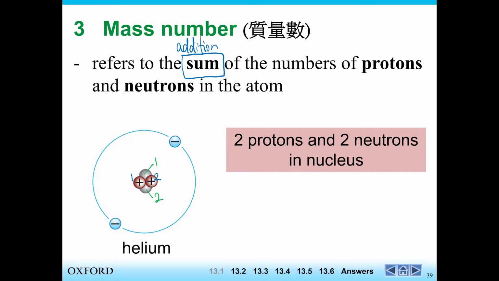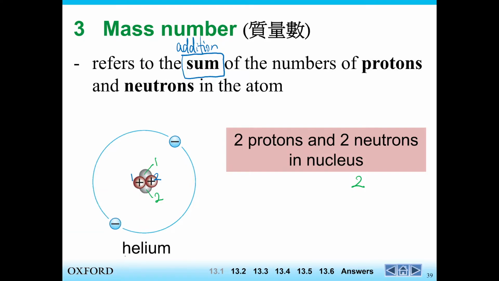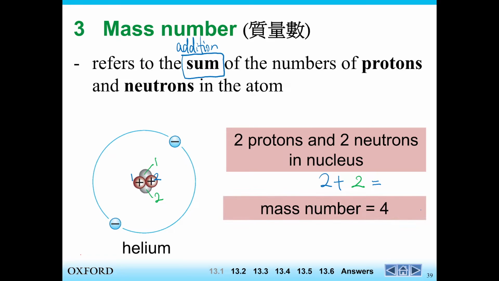Now, there are 2 protons and 2 neutrons in the nucleus. What you're going to do is add them up together. So there were 2 neutrons plus the 2 protons that you originally had. So 2 plus 2, simple math, you should know 2 plus 2 is 4. So the mass number in this case would be 4.